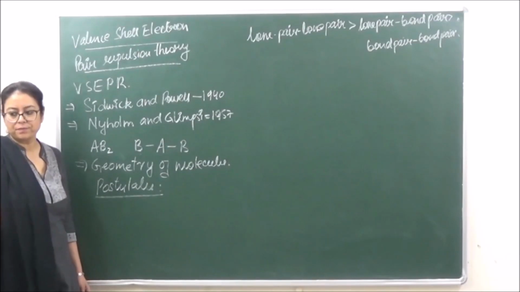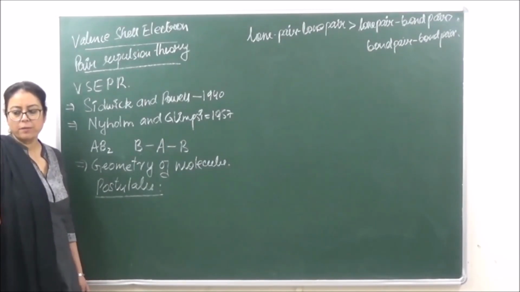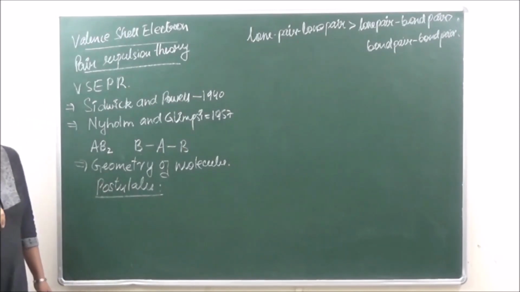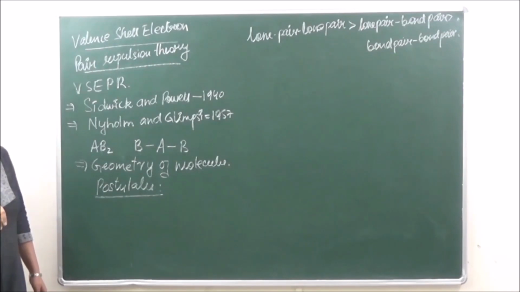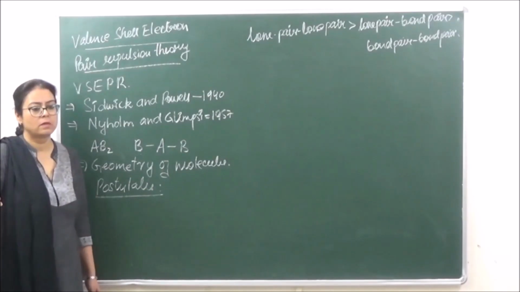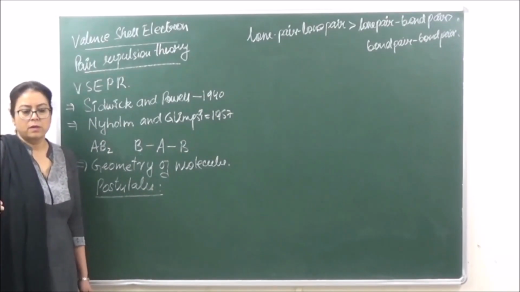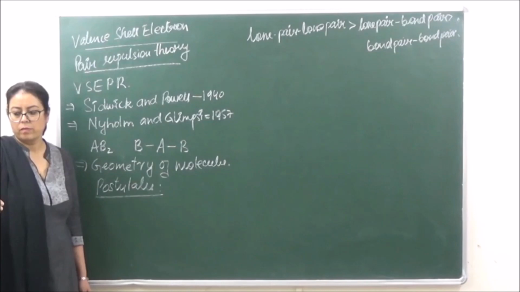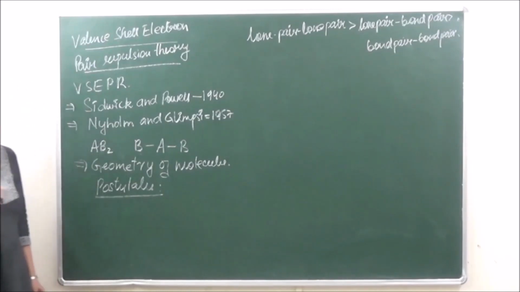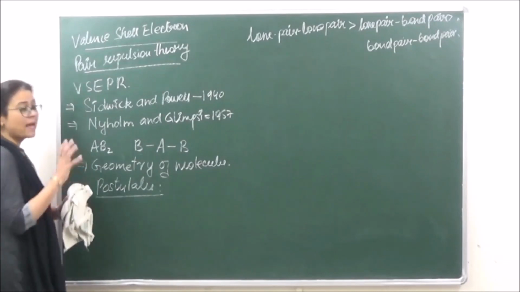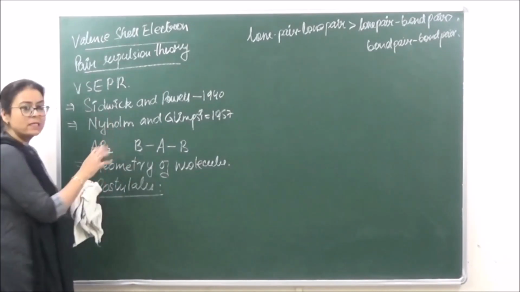Then number 5, the electronic repulsion between two pairs of electrons will be minimum if they are as far as possible. So these are the main postulates. Now, depending upon this, let's try and talk of certain examples to illustrate the VSEPR theory.